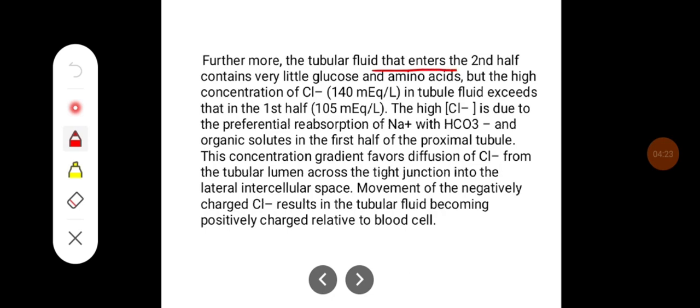Furthermore, tubular fluid that enters the second half contains very little glucose and amino acids, but a high concentration of chloride, that is, around 140 milliequivalents per liter in tubular fluid, which exceeds that in the first half, around 105 milliequivalents per liter.